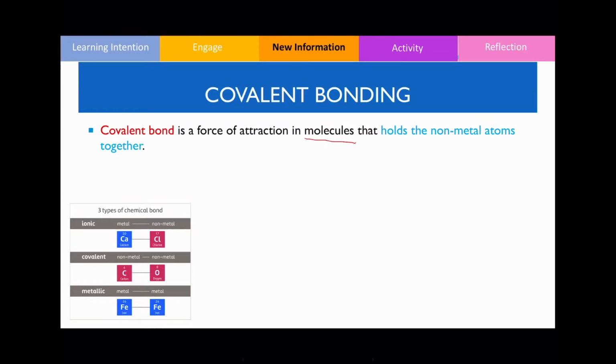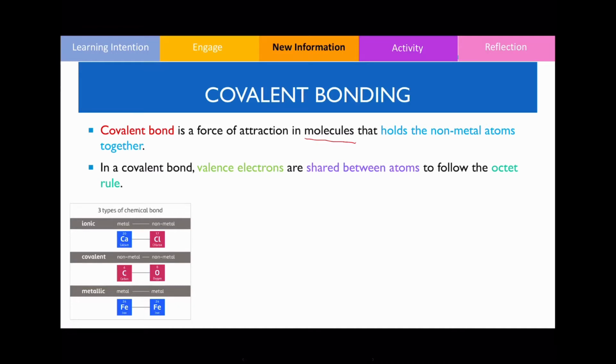And molecules are essentially a group of non-metal elements that are connected to one another. In a covalent bond, what actually happens is that the valence electrons are being shared between the non-metal atoms, so that each of these atoms can therefore follow the octet rule.